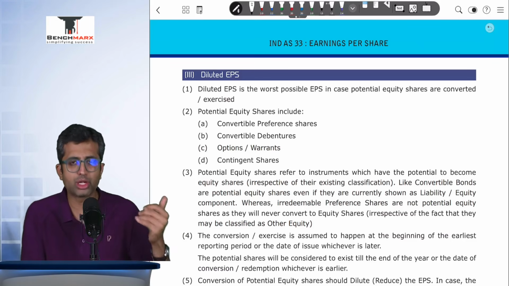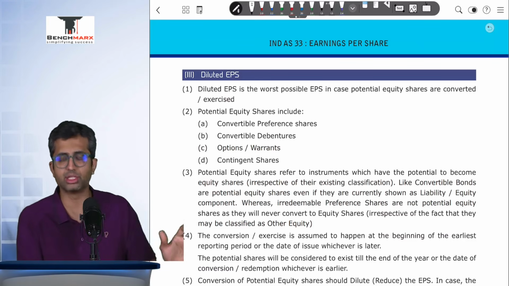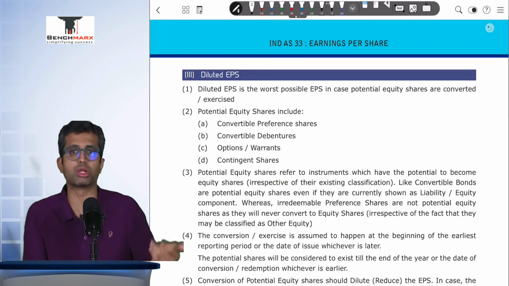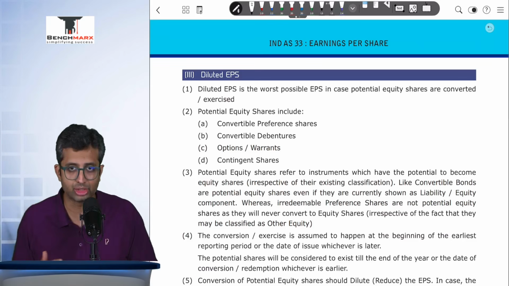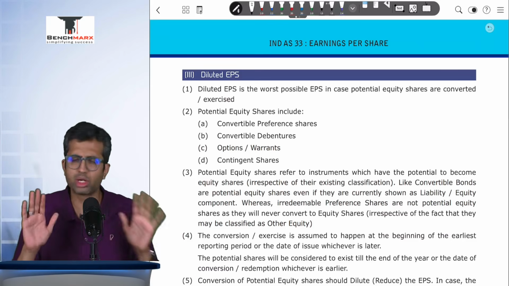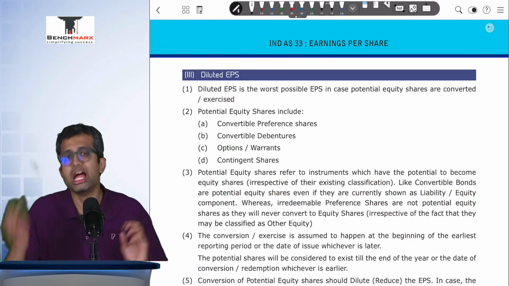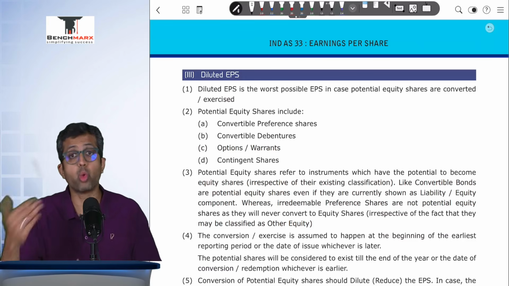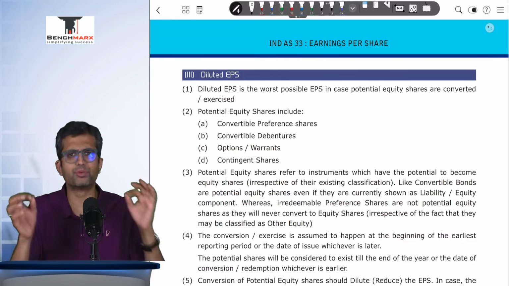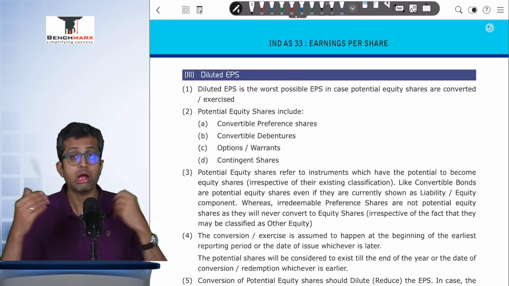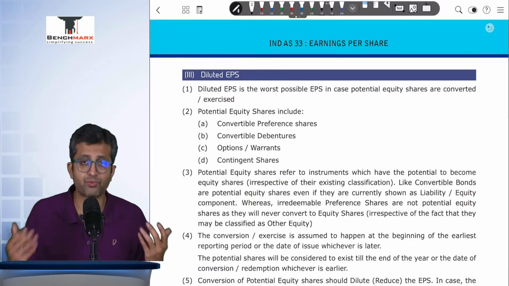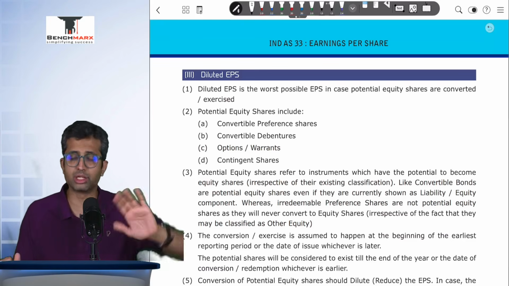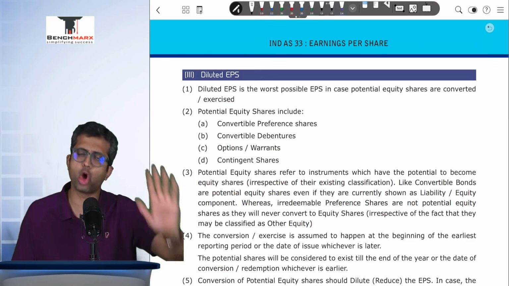So when we look at diluted EPS, Ind AS 33 says that let us assume that these potential equity shares, which were actually potential, convert into actual equity shares. Have they actually converted? Well, probably not. But what if they do? If they do, then what will be the impact on EPS? Now, a few crucial questions need to be answered before you go ahead. First, if they do convert, from when will they convert? Well, the standard assumes that they will convert from the start of the year or the date of issue, whichever is later.